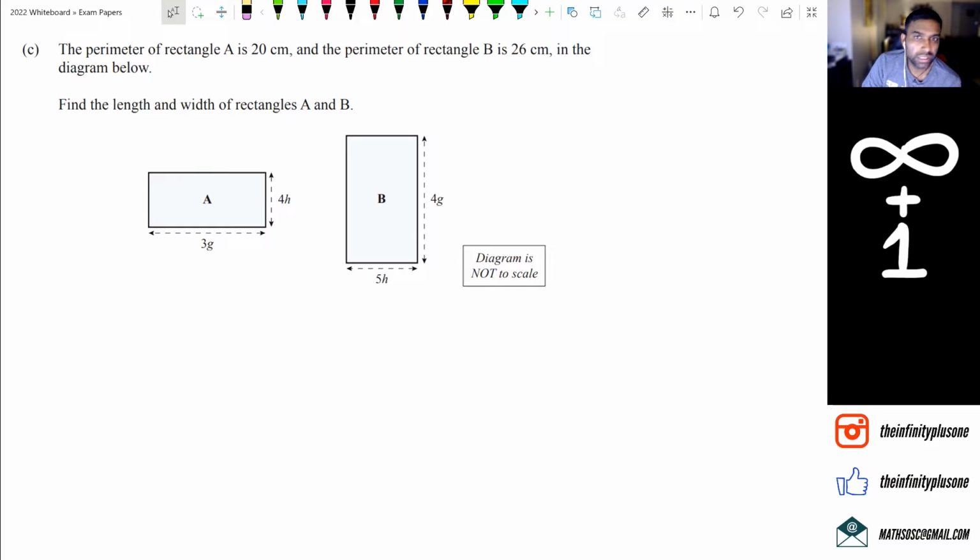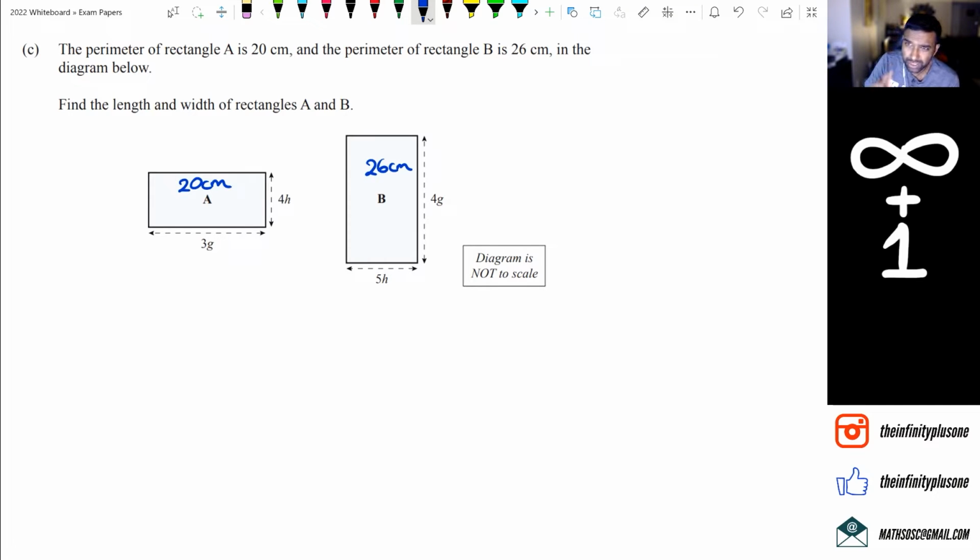Okay, so with question C, what we've got here is 2 rectangles, right? So A and B. We've been given the perimeter. Perimeter for the first one, A, is 20 centimeters, and then rectangle B is 26 centimeters. All right, so what we've got here is 2 unknowns, because they're saying find the length and width of rectangle A and B. Really, we've got 2 unknowns. We've got G, we've got H. We don't know what they are. Whenever we have 2 unknowns, we straight away know that we're going to be doing simultaneous equations.